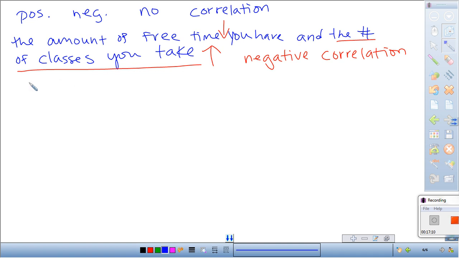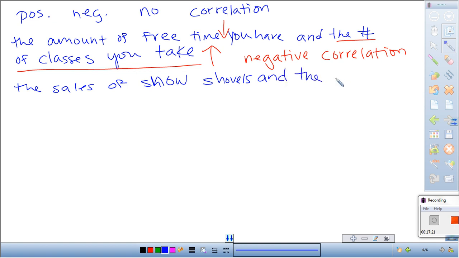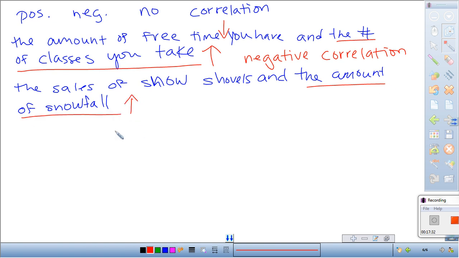Okay, let's try another one. The sales of snow shovels and the amount of snowfall. Again, you want to look at that second one, so the amount of snowfall. So as that increases, what happens to the other one? So if there's more snowfall, then there's definitely going to be more shovels sold. So since they're both going up, they're both increasing, that's a positive correlation.